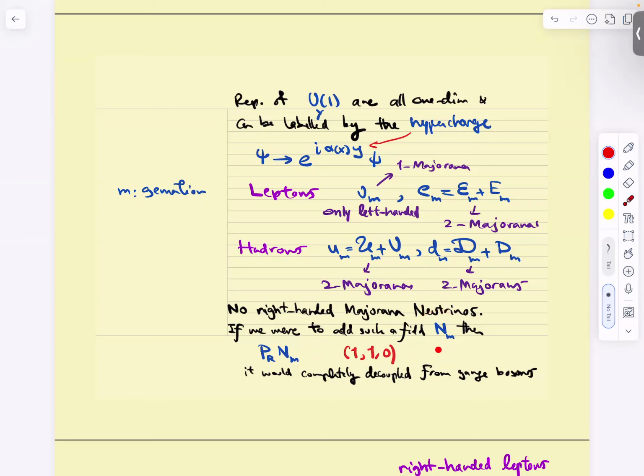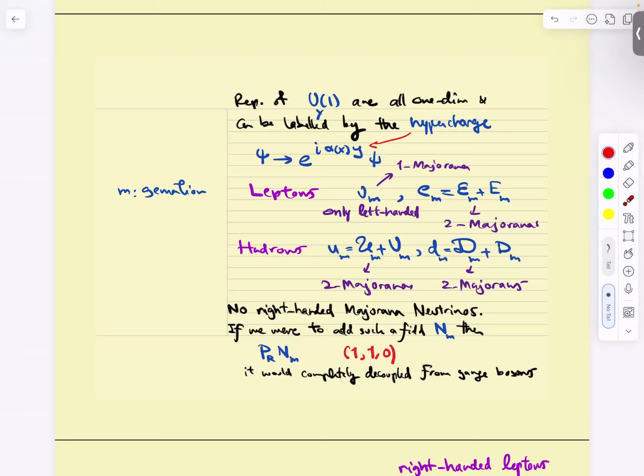If you introduce such a field, it will have to transform in what representation? 1, 1, 0. Why? Because it's a lepton. The first one is because it's a lepton. Then it has to be 1 because it's right-handed, so it can't be charged under SU(2). And for many phenomenological reasons, you don't want it to have hypercharge either. So it will have to transform this way.